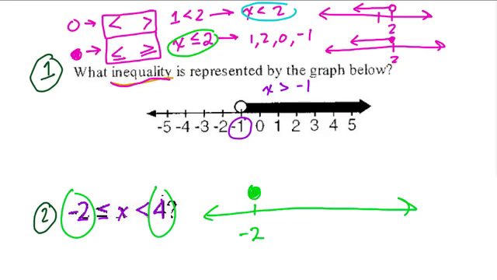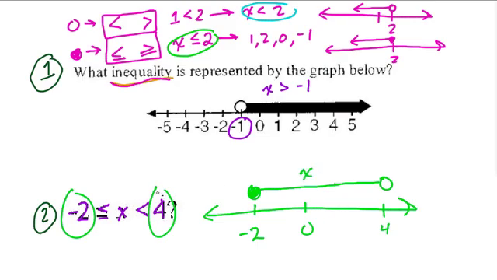And it has to be both things at once, so it goes this way, and it has to be less than 4. So let's say 0 is over here and 4 is about there. And it's less than 4, not equal to 4, so it has an open dot there. And these are the values of x.